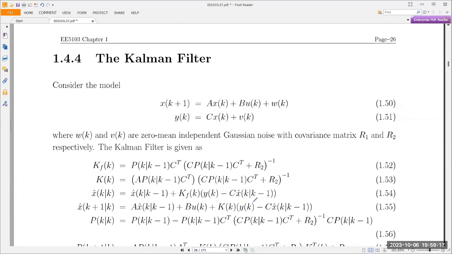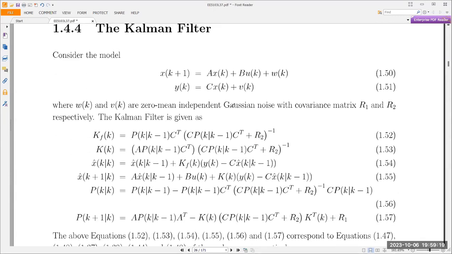So now the Kalman filter, I summarize it for you. The model is like that, as we saw before, where W and V are zero mean independent Gaussian variables with covariance matrices R1 and R2. They are matrices also. In scalar, it was easier to explain. Now it will be matrix. Then you will see in the tutorial what it means.